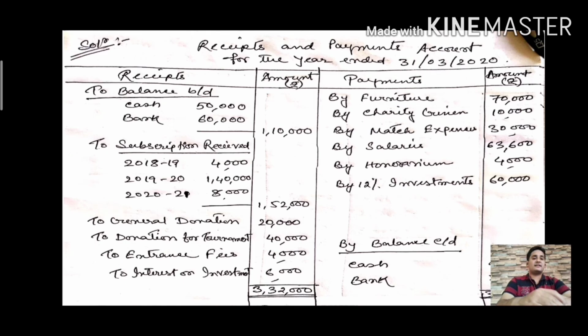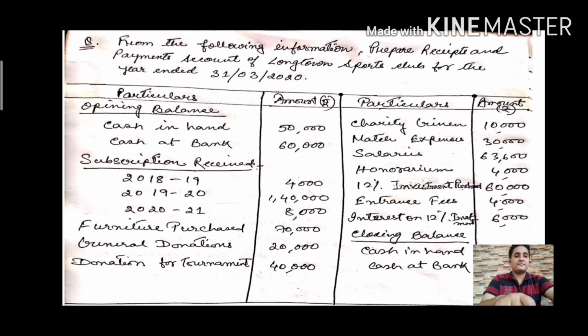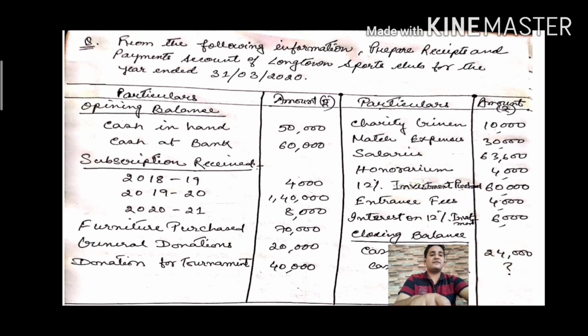Now come to the payment side. Furniture 70,000. Charity given 10,000. Match expenses 30,000. Salaries 63,600. Honorarium 40,000. 12% investment 60,000. So these are the payment side items. Next, by balance sheet, cash amount is given as 24,000. You have to calculate only the bank amount.